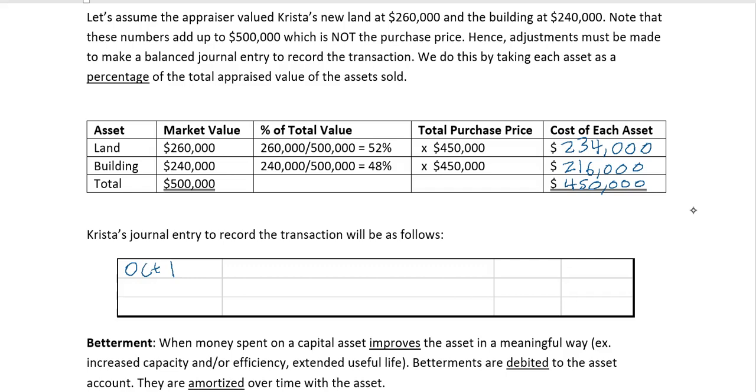October 1st, debit land for 234,000. Debit building for 216,000. And then we of course paid with cash. Krista paid with cash of 450,000.